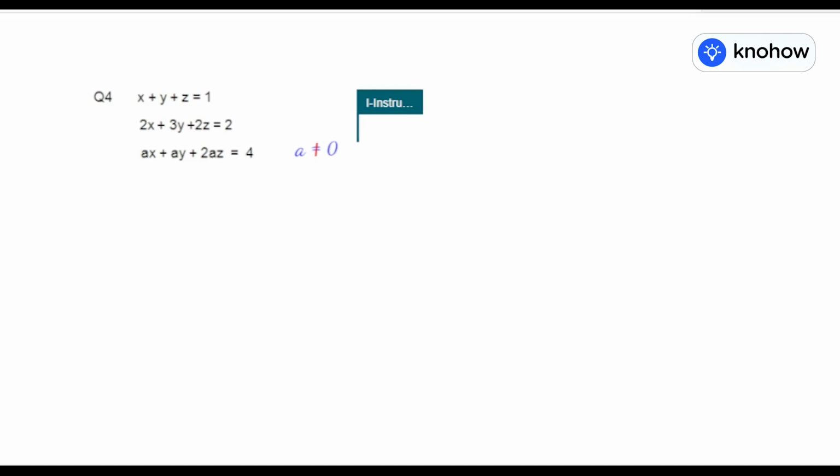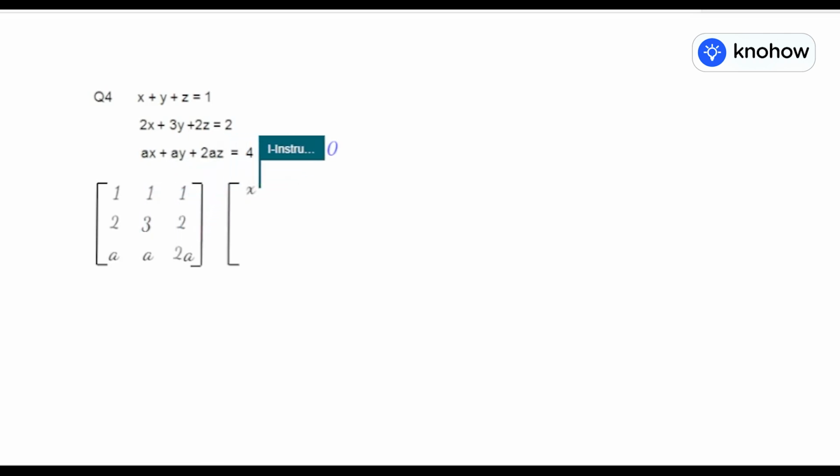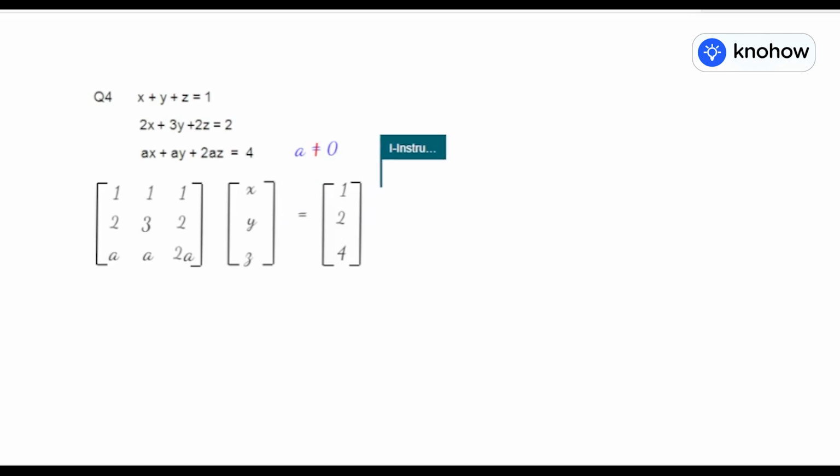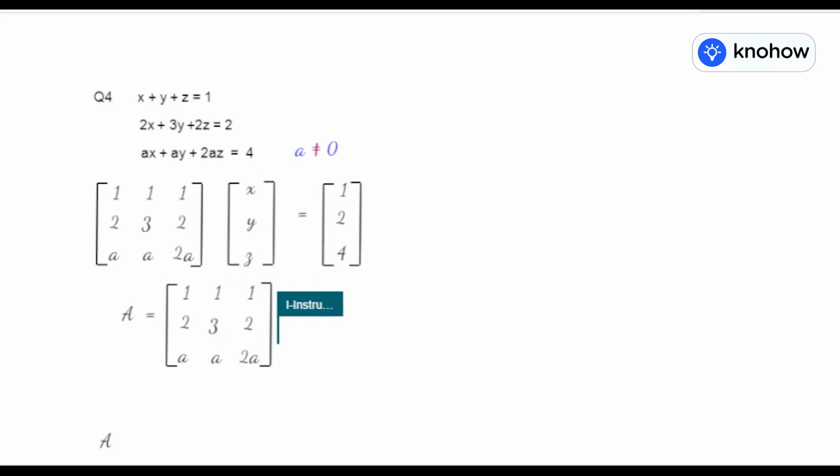Write it in the matrix form. You get the matrix [1, 1, 1; 2, 3, 2; A, 2A, 0] multiplied by the variable column matrix X, Y, Z, equal to the constants 1, 2, 4. So we write it like this. Now let us work out the value of determinant A. First of all, what is the coefficient matrix A? It is [1, 1, 1; 2, 3, 2; A, 2A, 0]. So determinant A is the determinant of this matrix.